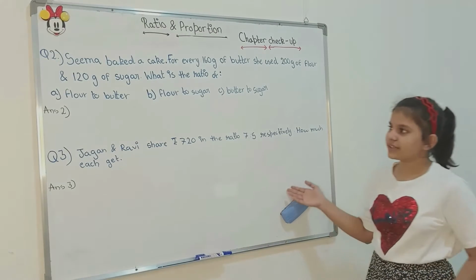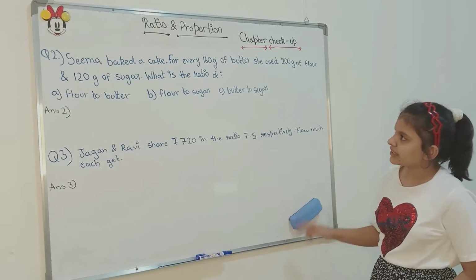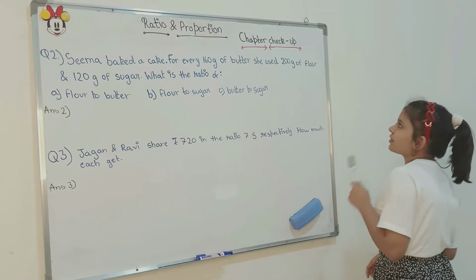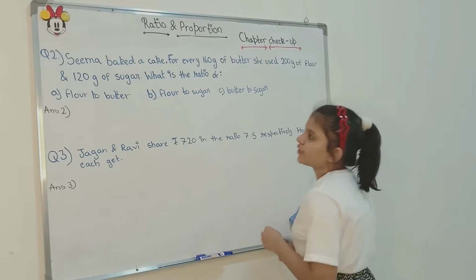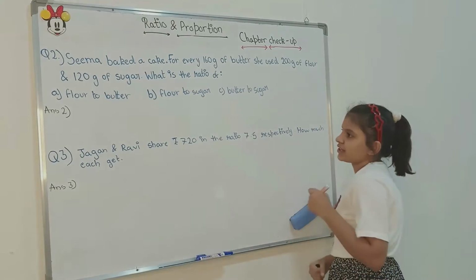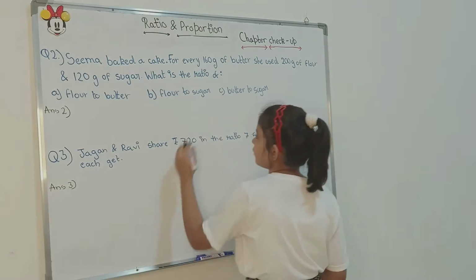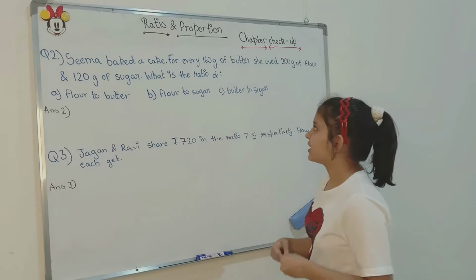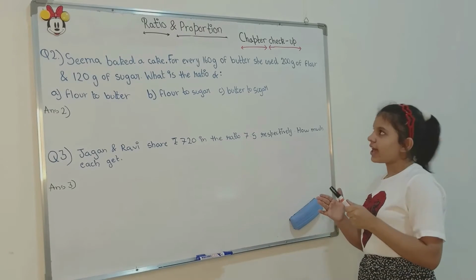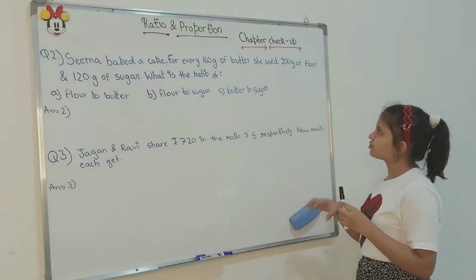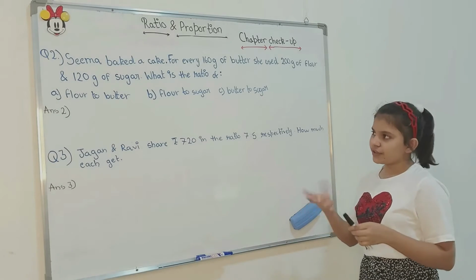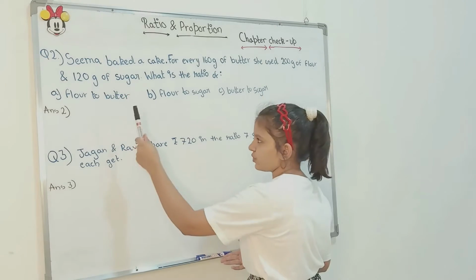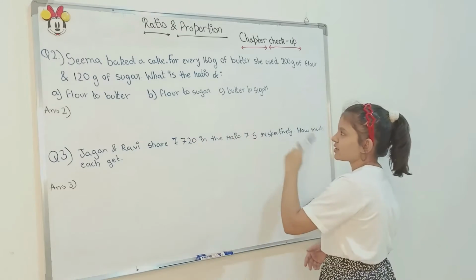Now we'll start doing the second question. Seema baked a cake. For every 160 grams of butter, she used 200 grams of flour and 120 grams of sugar. What is the ratio of flour to butter, flour to sugar, and butter to sugar? So here Seema has baked a cake, and for every 160 grams of butter, she used 200 grams of flour and 120 grams of sugar. Now they are asking the ratio of flour to butter, flour to sugar, and butter to sugar.